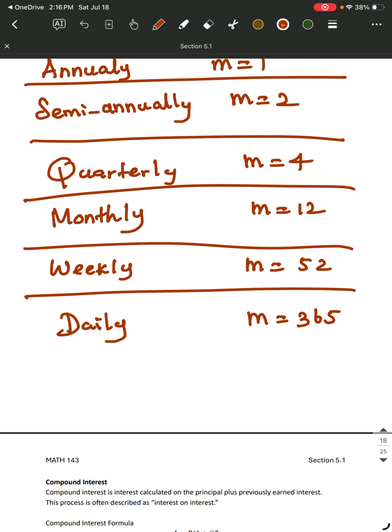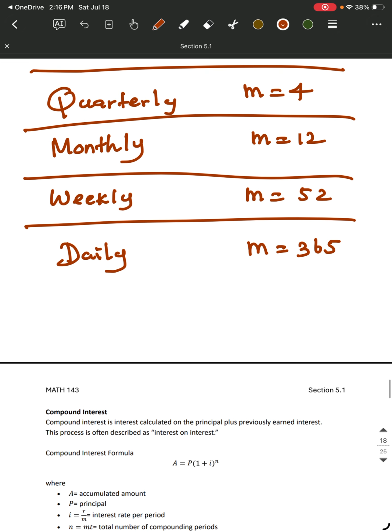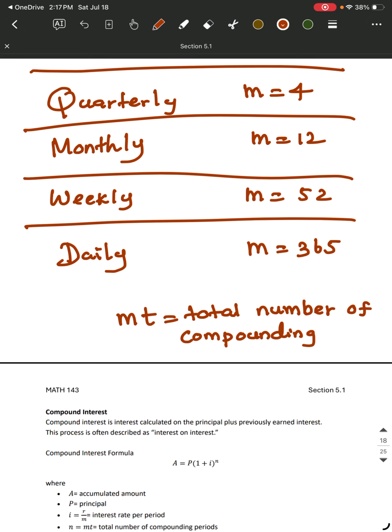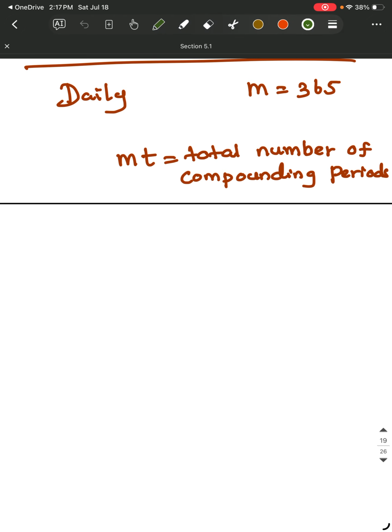Okay, so then MT means the total number of compounding periods. Total number of compounding periods. So we say that N equals M times T. N equals M times T.